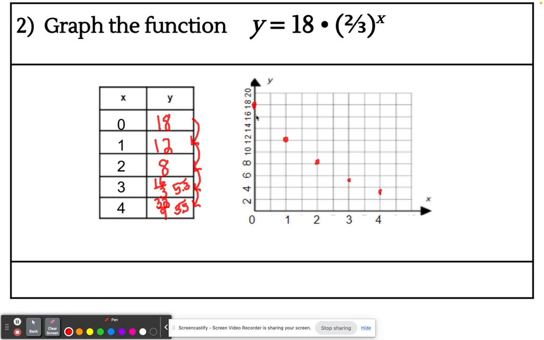And you'll see again, it's decreasing, it's curved downward. And it'll keep approaching this x line, but it'll never touch it. That is an exponential decay.